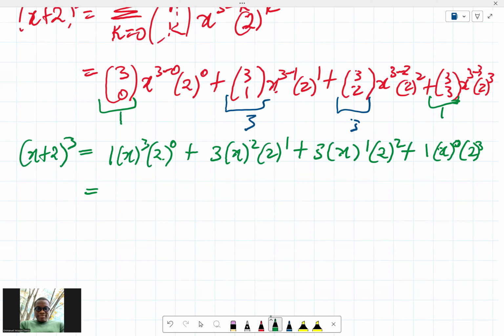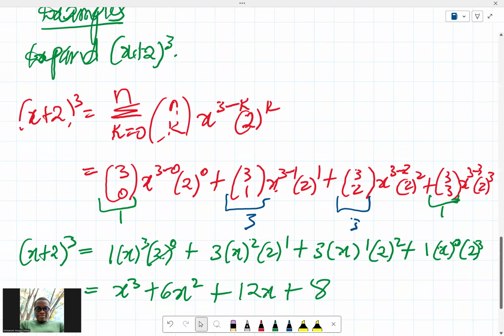So this is 2 raised to power 0 is 1. So this is just x cubed. And next you have 2 raised to power 1 is 2 times 3, 6. So we have 6x squared plus 2 raised to power 2 is 4 times 3, 12x. That's 12x basically. And then lastly, we just have 1, x raised to power 0 is 1, 2 raised to power 3 is simply 8. So that's what we end up having, x cubed plus 6x squared plus 12x plus 8.